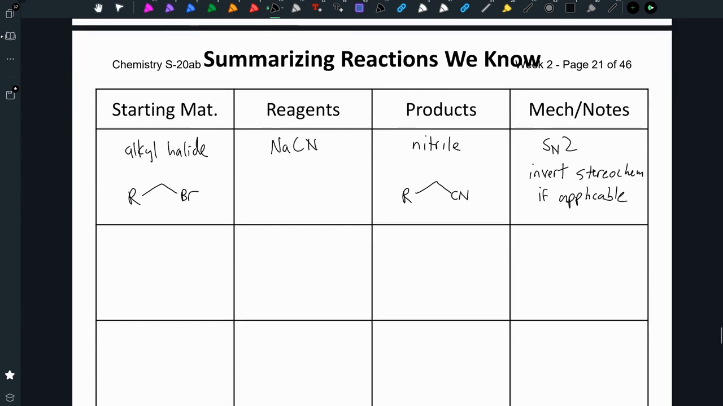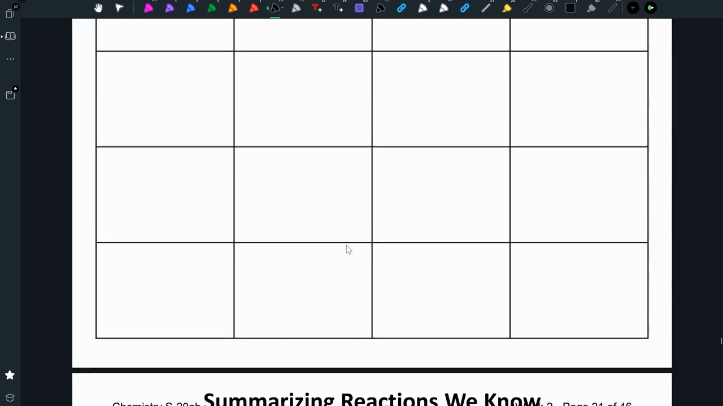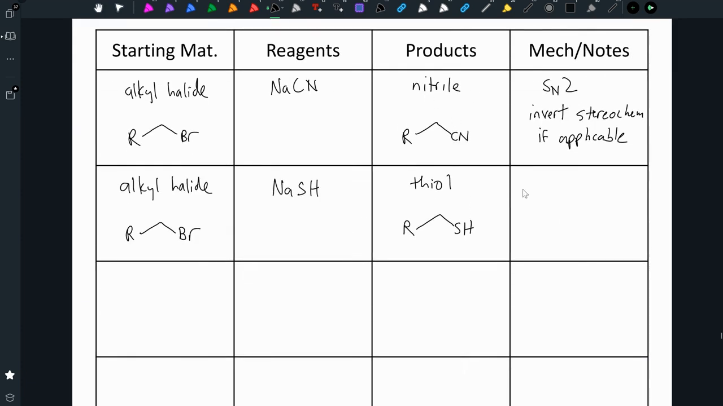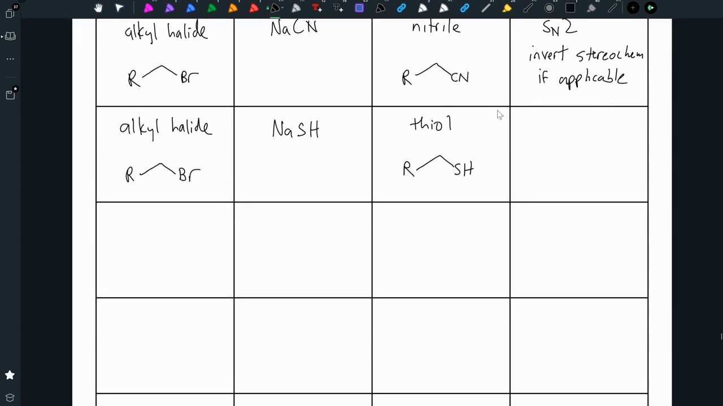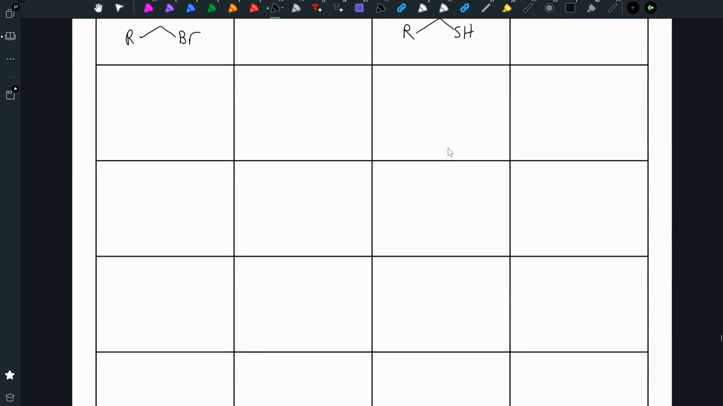And then you might, in your next entry, start with an alkyl halide, and let's add SH minus as my nucleophile. That's going to make a thiol as the product. So you could end up with 6 or 7 different entries, maybe even more, for the SN2 reaction alone, because it allows you to make so many different functional groups.